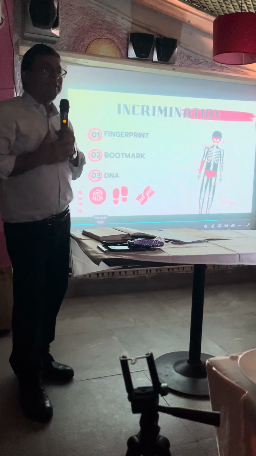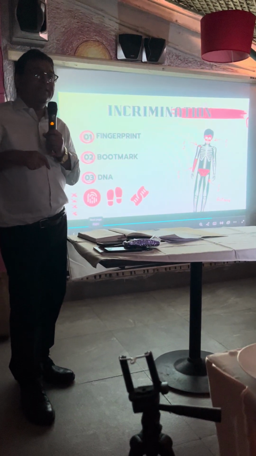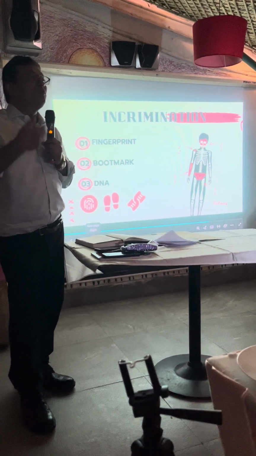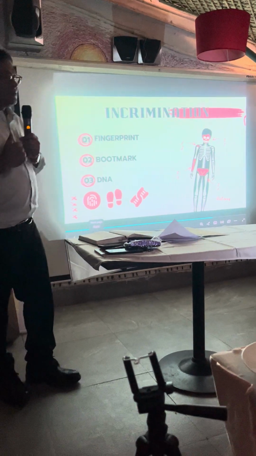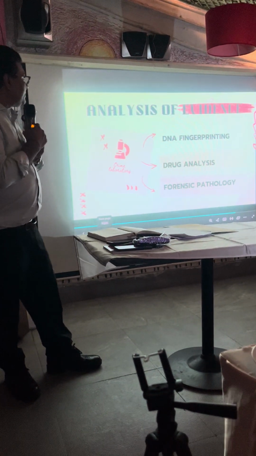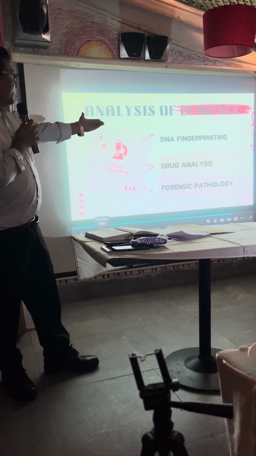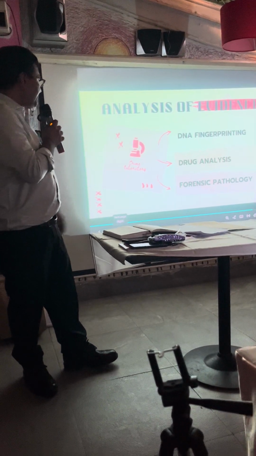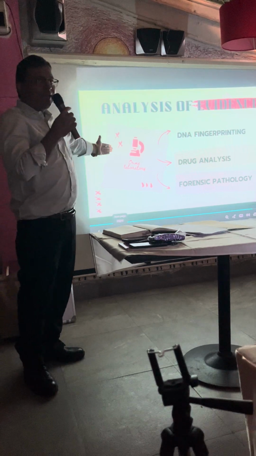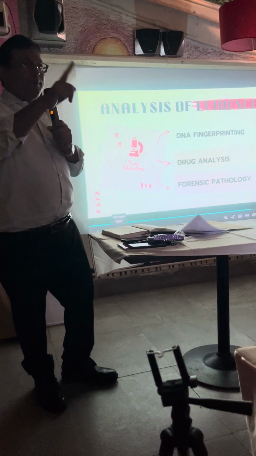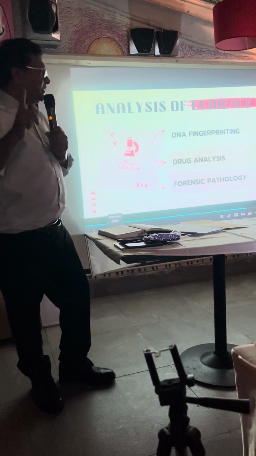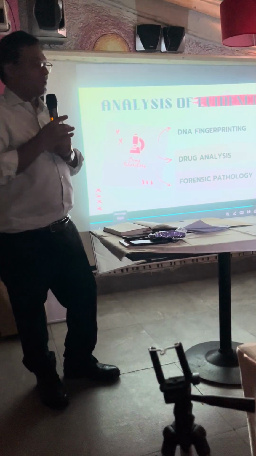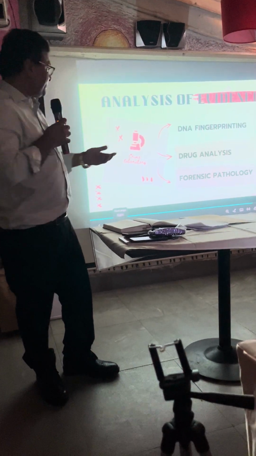Or if the crime is committed in Lucknow, the mobile location shows that the accused is in Calcutta. So that could be an alibi for the accused, proving his innocence. So you can see there could be DNA fingerprinting, there could be drug analysis, forensic pathology. So these are the medico-legal aspects which came into the picture in that case of the dentist, and also in the IIT IIM graduate case, and Shakira's case also.